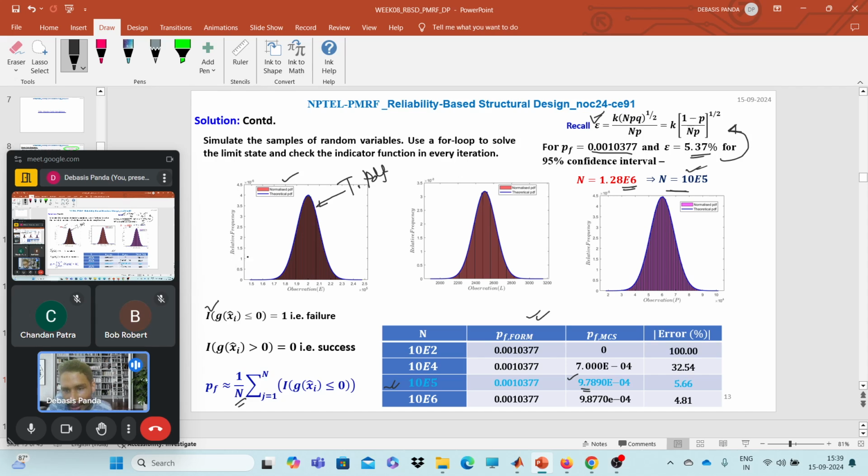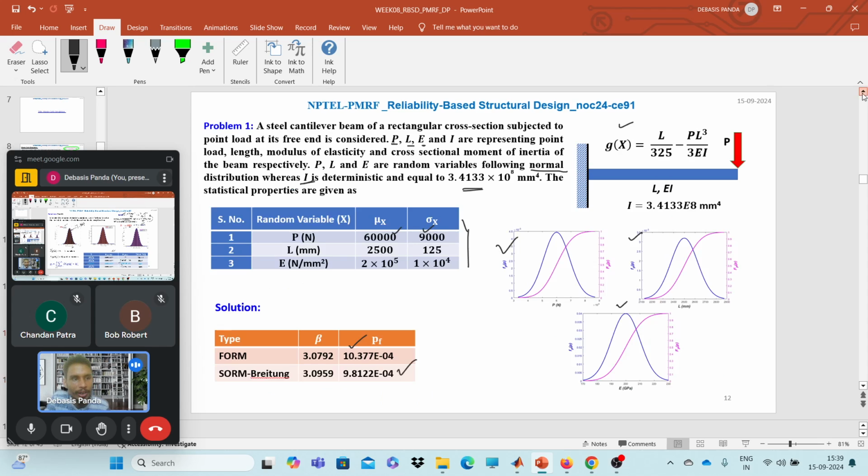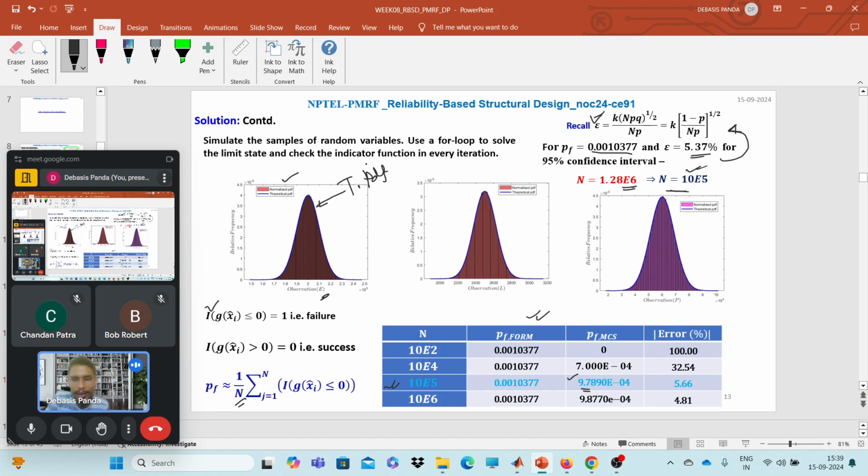So what is that? This is E. If I have E follows normal distribution, this is the mu of E, this is the sigma of E. If I have mu and sigma and I know this E follows normal distribution, can I plot the PDF? Yes. So this is actually the theoretical PDF.